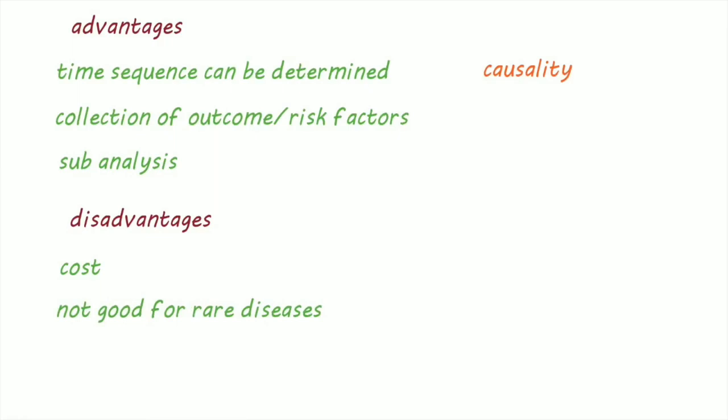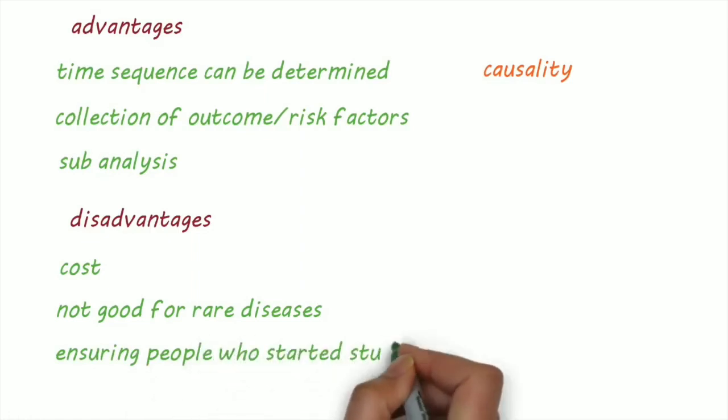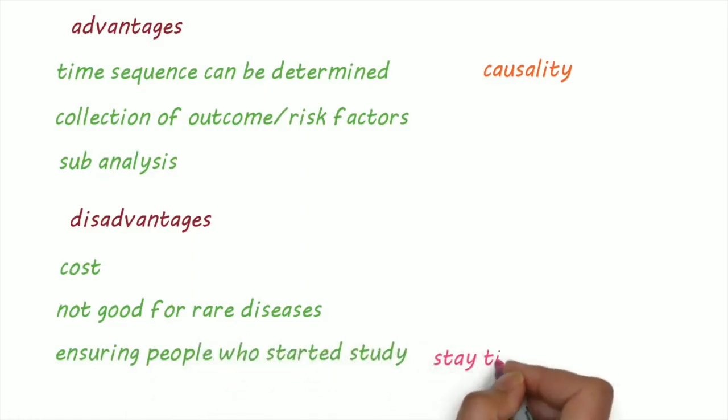A challenge in cohort studies, especially ones that are conducted over a long period of time, is ensuring that people who started the study stay until the end of the study. If many people drop out, it will affect the results of the study.